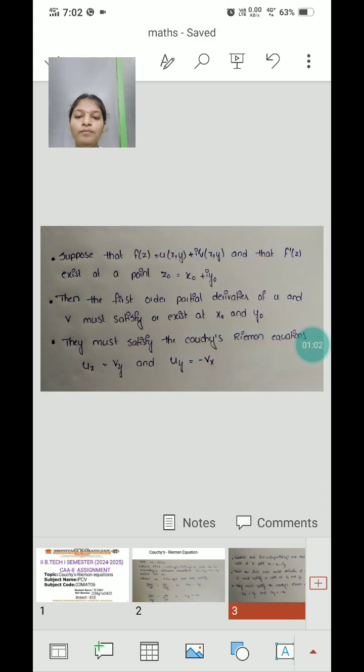Next we can go through the procedure for Cauchy-Riemann equations. Suppose that f of z is equal to u of x comma y plus i v of x comma y, and that f dash of z exists at a point z0 is equal to x0 plus i y0. Then the first order partial derivatives of u and v must exist at x0 and y0. They must satisfy the Cauchy-Riemann equations ux is equal to vy and uy is equal to minus vx.